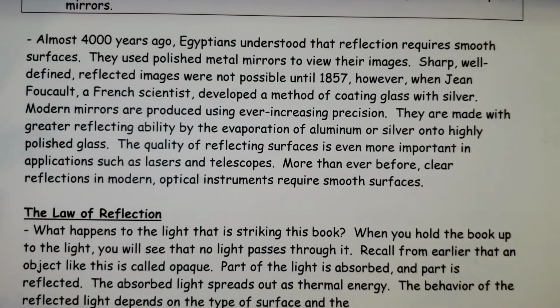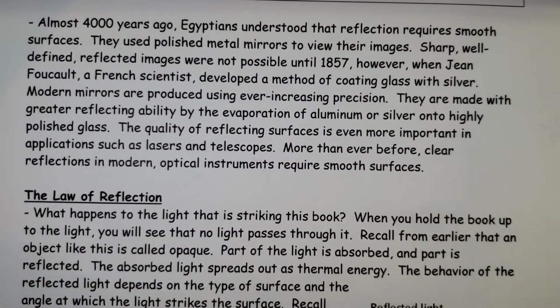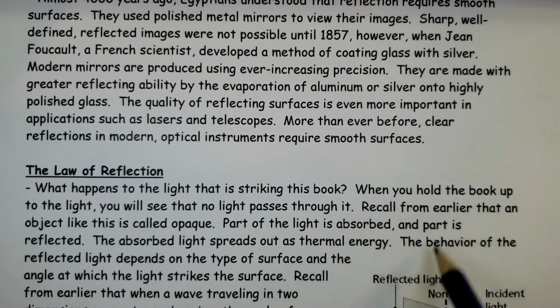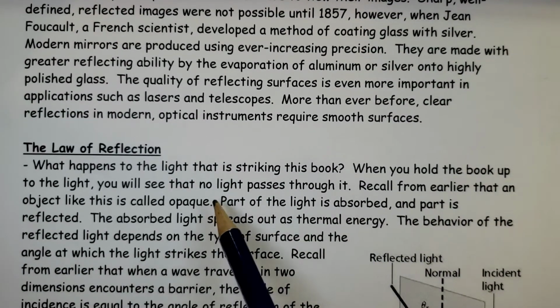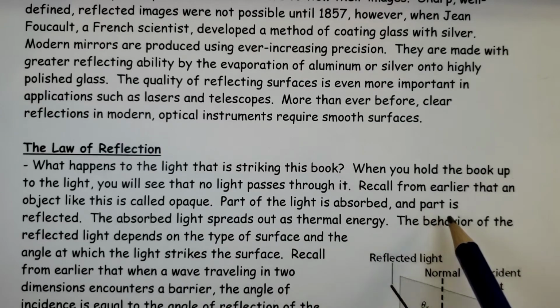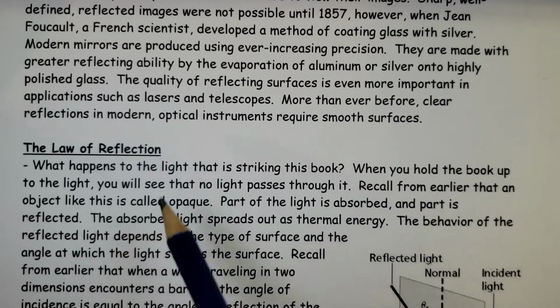So looking at the law of reflection, what happens to light that is striking this paper or this video? When you hold the book up to the light, you see that no light passes through it. Recall from earlier that an object like this is called opaque. Part of the light is absorbed and part is reflected. The absorbed light spreads out as thermal energy.